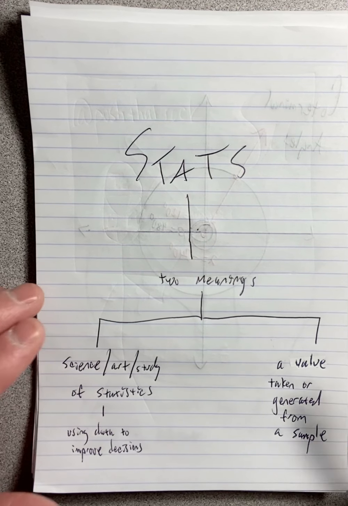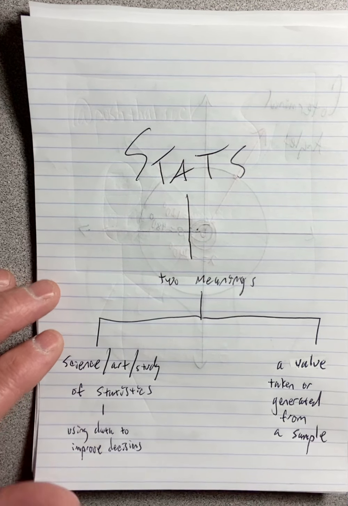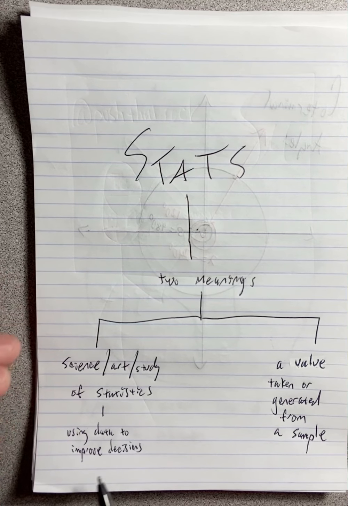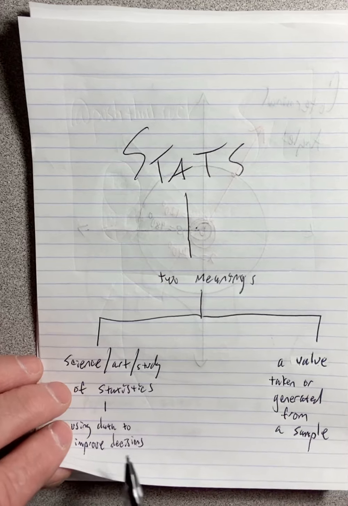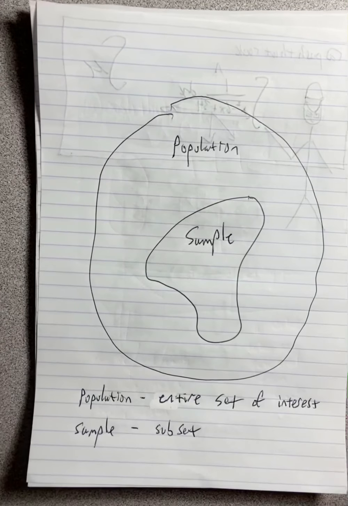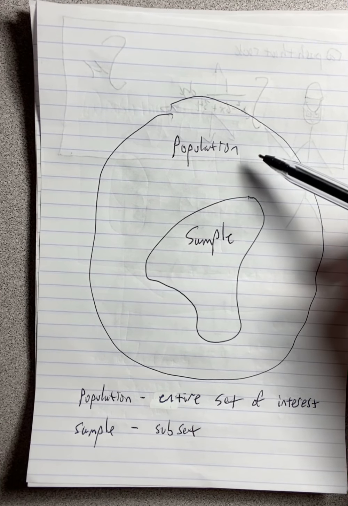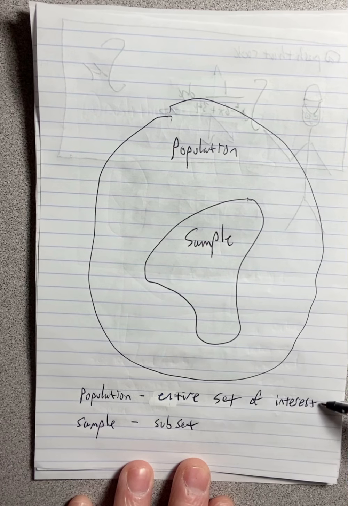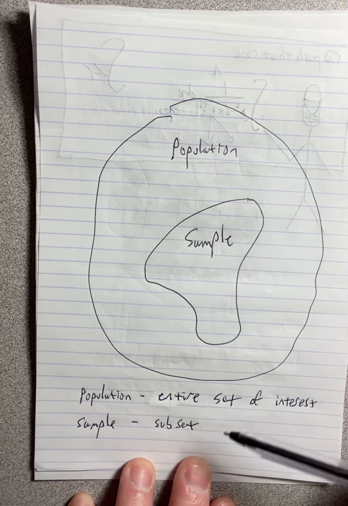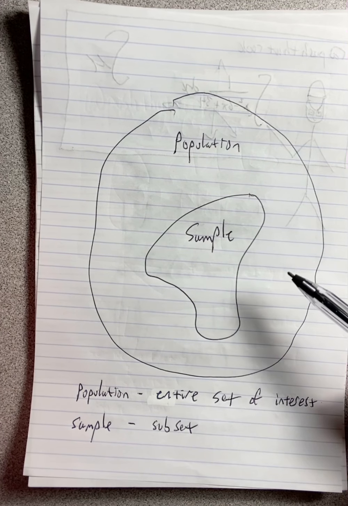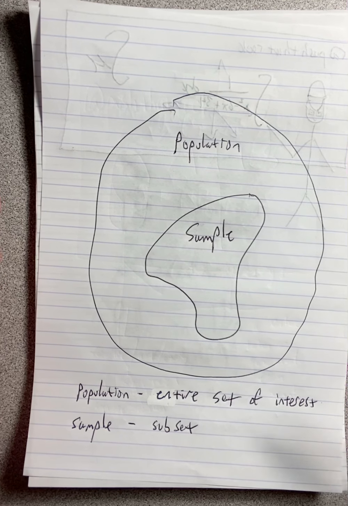And when we study the statistic and use it to improve our decisions, we are doing the science or art of statistics, the course. So, what is a population? A population is an entire set of interest, like maybe everybody that's been infected by COVID. And then a sample is a subset of that population. So it's hard to study everybody that's been infected by COVID.